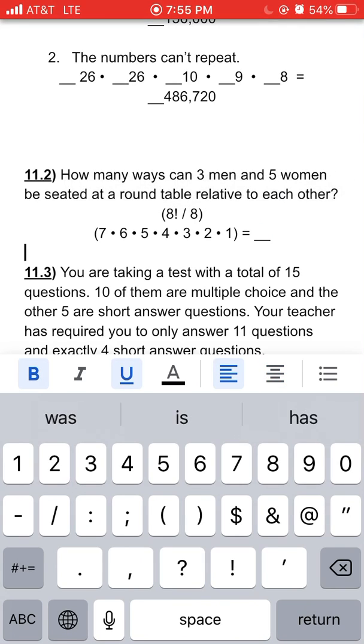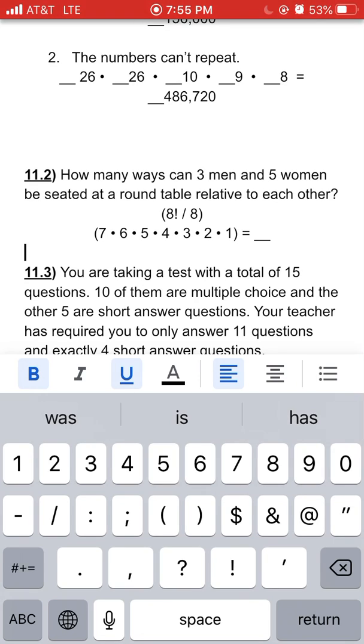11.2, we have how many ways can 3 men and 5 women be seated at a round table relative to each other? What I meant was just how many ways can they just sit at a round table? I don't really know what relative to each other means. I don't know if that really changes anything, but it's just a normal seating problem. For this one, we're going to use a circular permutation with no flip because these are humans. We can't flip the seating.